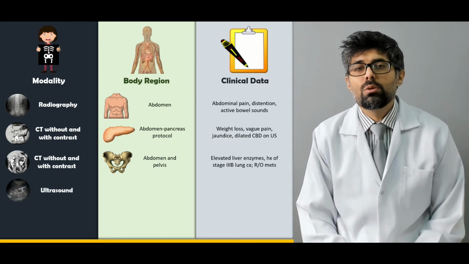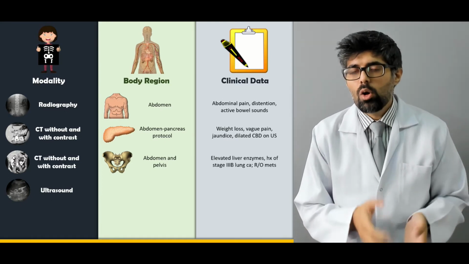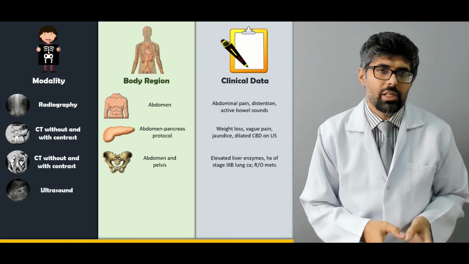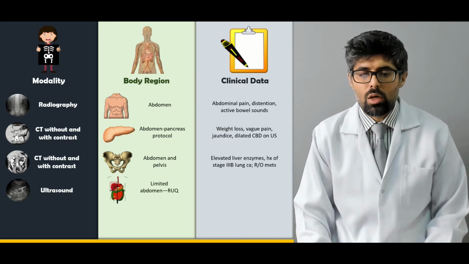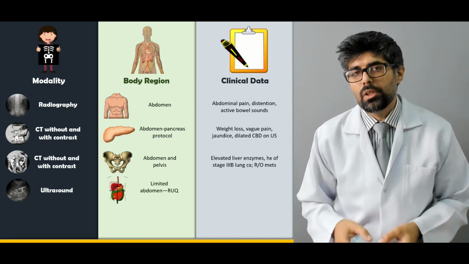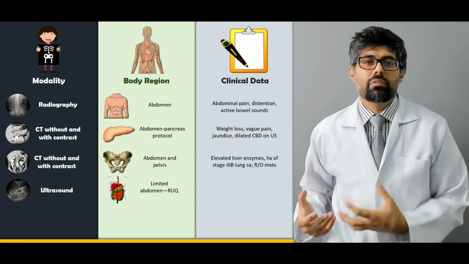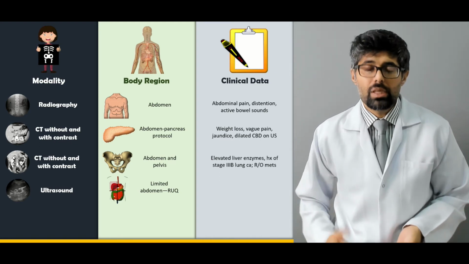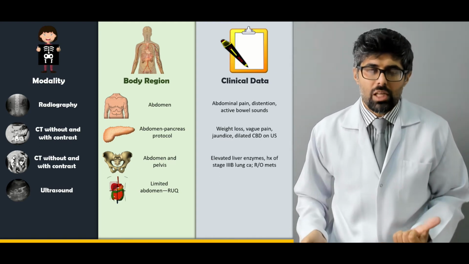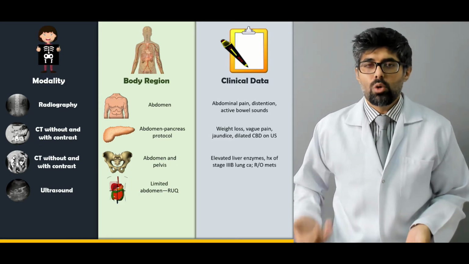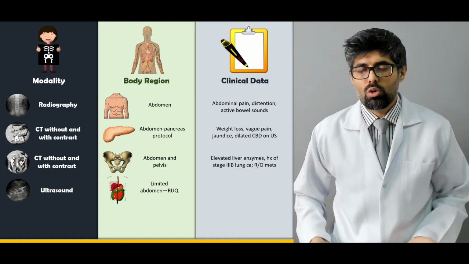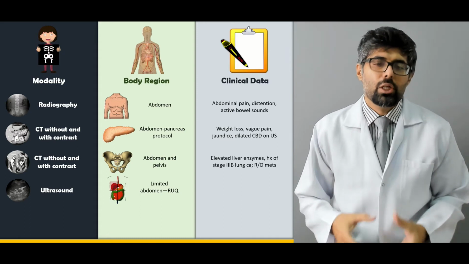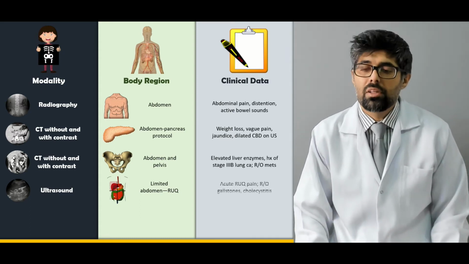The next modality that we use is ultrasound. Along with the normal X-rays, it is the most commonly used modality of the abdomen. Now, it is usually limited to the right upper quadrant of the abdomen. If we divide the abdomen into four corners, there would be the right upper, the left upper, the right lower, and the left lower quadrant. Ultrasound is usually reserved for the right upper quadrant in order to visualize the gallbladder and the liver.